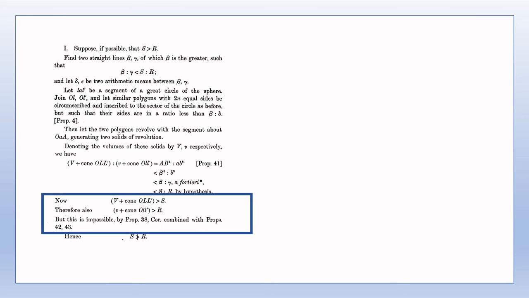And so, since the inequality uppercase V plus the cone OLL primed to lowercase v plus cone OLL primed is less than S to R holds under the assumption that S is greater than R, then we cannot have that lowercase v plus the cone OLL primed is equal to R, since then we would have by Euclid 5.8 that uppercase V plus the cone OLL primed to lowercase v plus cone OLL primed is greater than S to R.